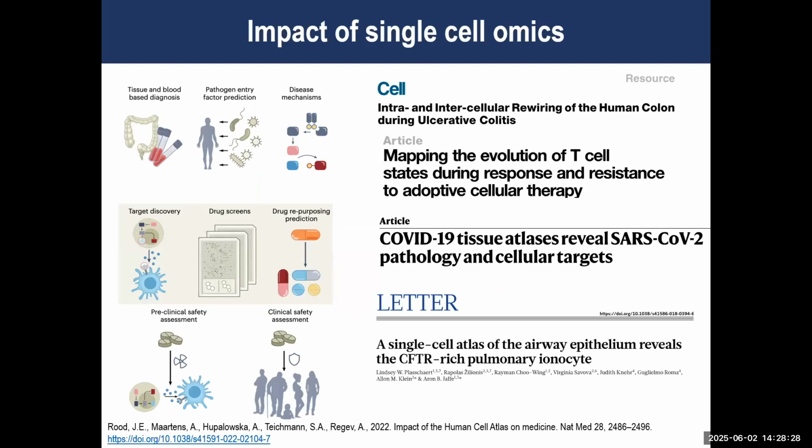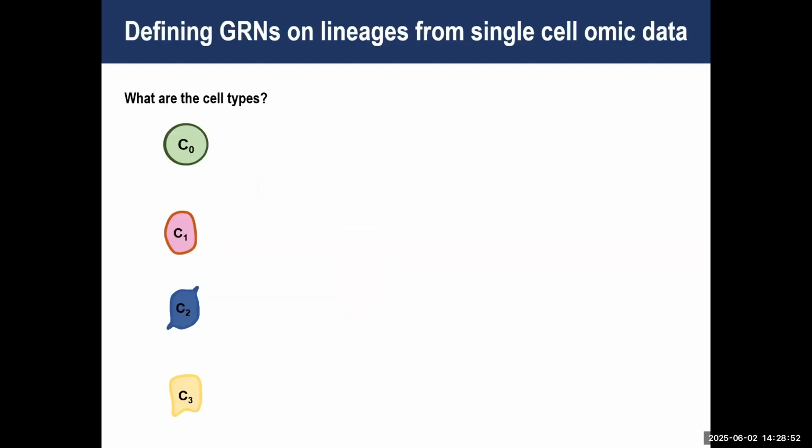Advances in single cell omics have already advanced our knowledge of human diseases quite a lot. If you want to read more, this is a very interesting review article which basically specifies how single cell omics have advanced our understanding of diseases, for example, cancer and COVID-19.